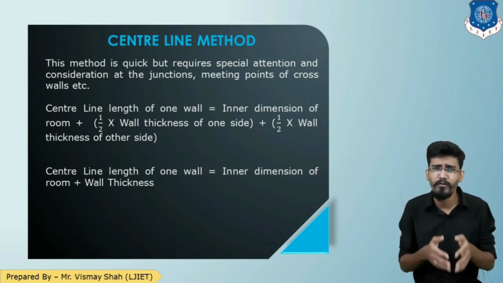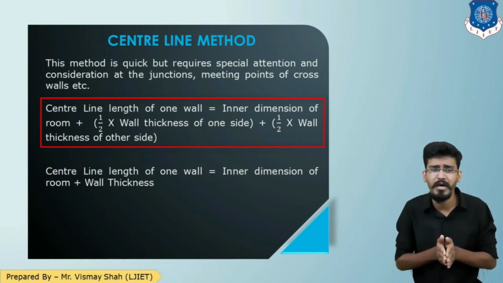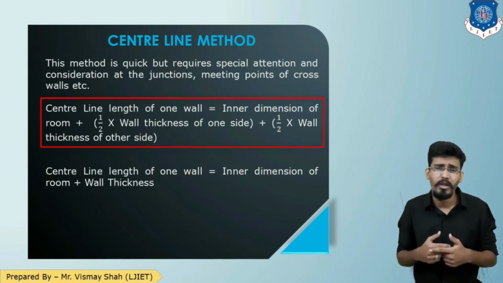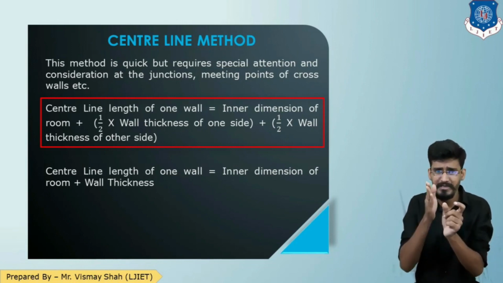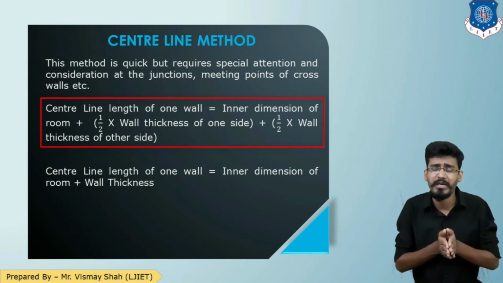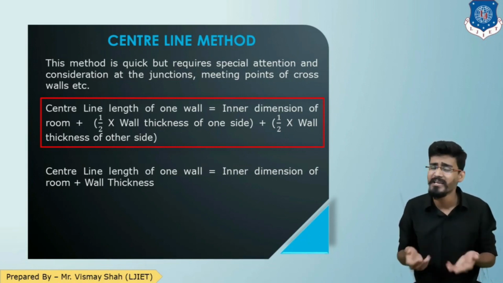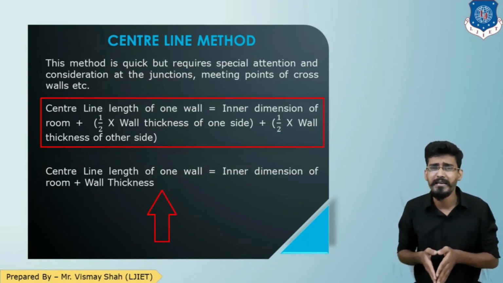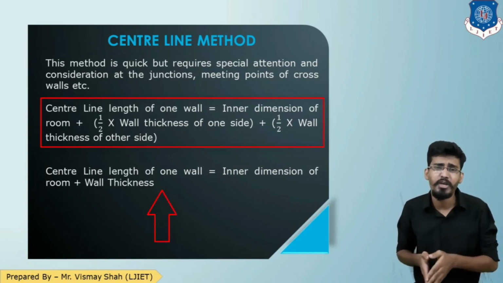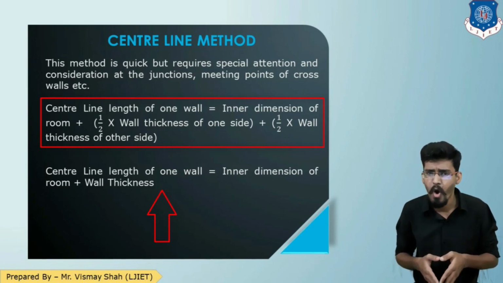Now, the centerline length of the wall will be the inner dimension of the wall plus half the width of one side plus half the width of the other side. Yes, that makes the total centerline length. Now, if the wall thickness is the same at both ends, the formula becomes total centerline length equals inner dimension plus one width of the wall. So that is how you calculate the centerline length of the wall.